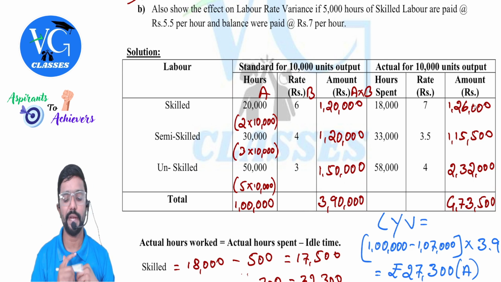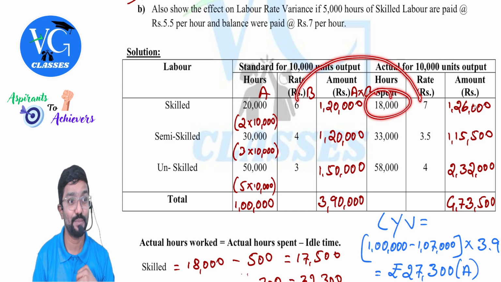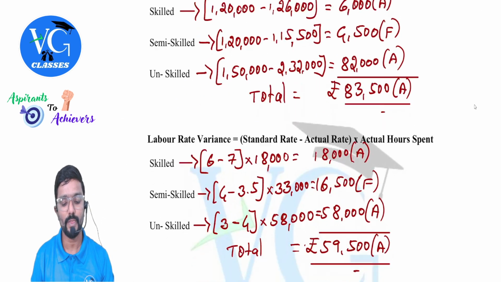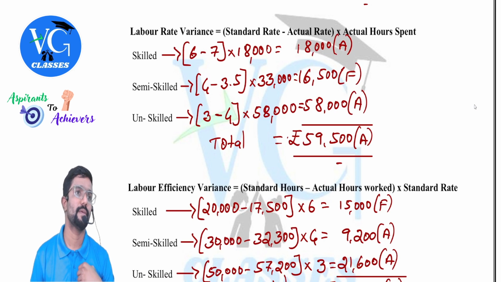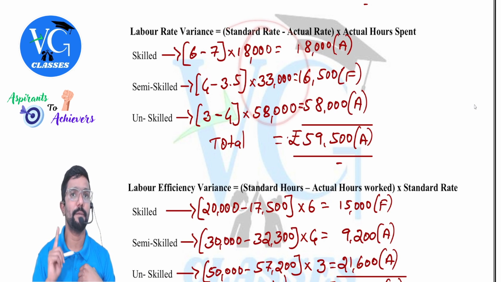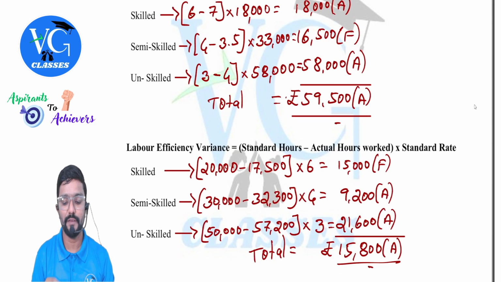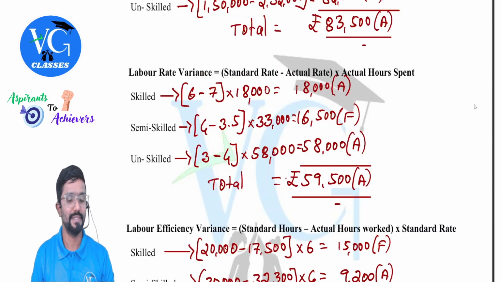Then coming to rate. Standard rate minus actual rate into what? Actual hours spent. Clear? Same way we have to do for all three and do the total. You can see here, we are taking spent. Please be careful. Next, coming to efficiency variance. For efficiency variance, we need work.